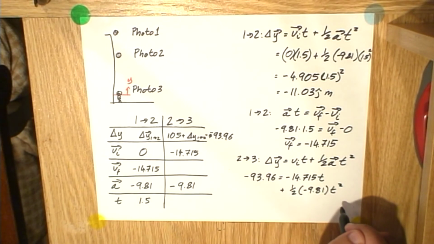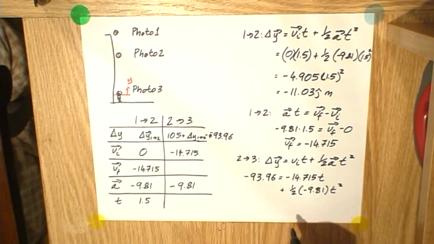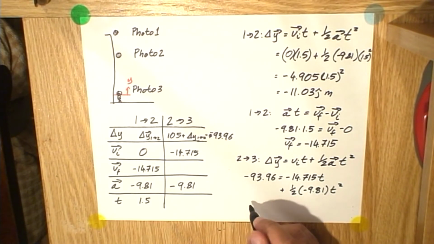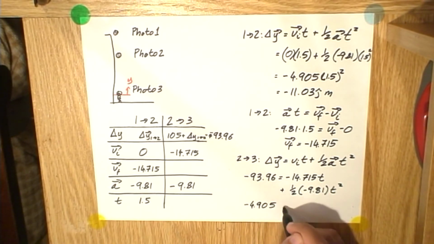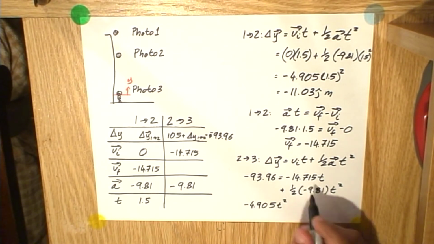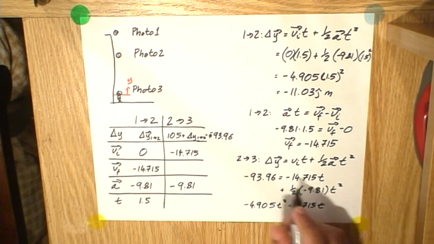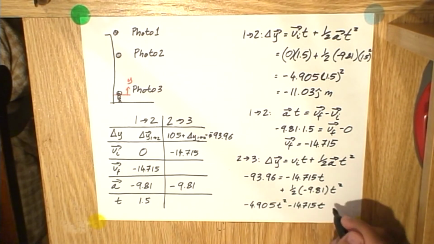This is a quadratic equation, and we can rewrite it in standard form. So 1/2 times negative 9.81 will give us our usual negative 4.905. So we can rewrite it as negative 4.905 times t squared minus 14.715 t, and I can add 93.96 to both sides, is all equal to 0.